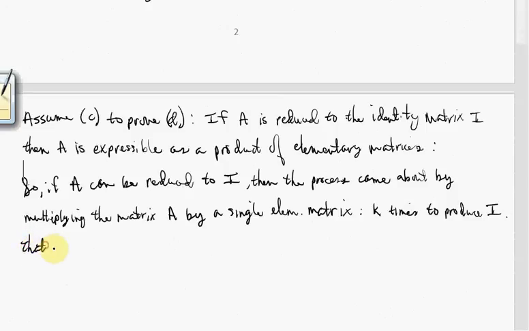Well, let's write it out mathematically. I have the matrix A. I'm going to multiply it by an elementary matrix one time, then multiply it by another elementary matrix. Each elementary matrix represents a single elementary row operation. We're going to do it k times. What's the number k? It could vary. Once I end up, I produce the identity matrix.